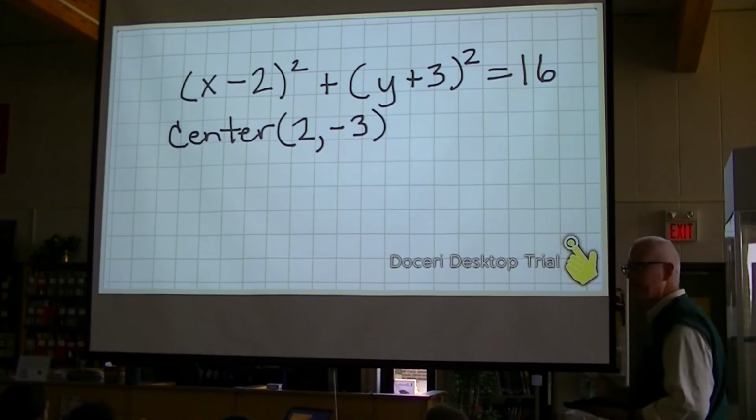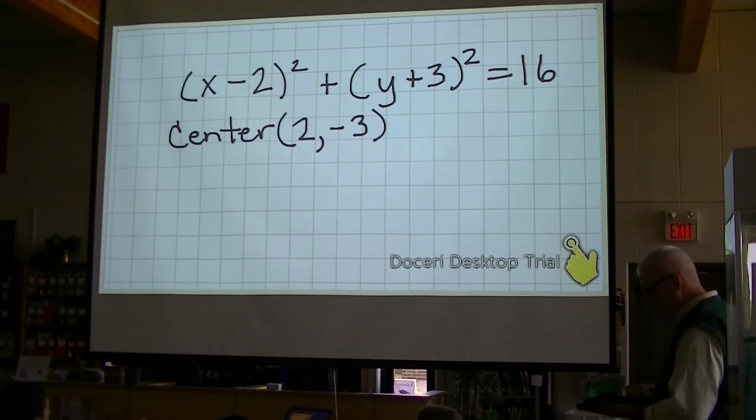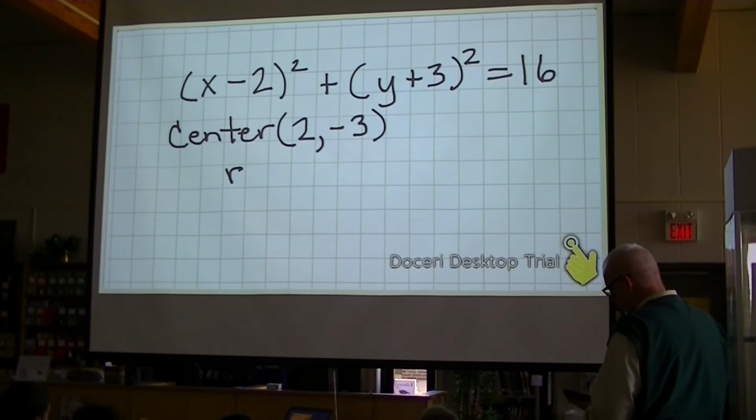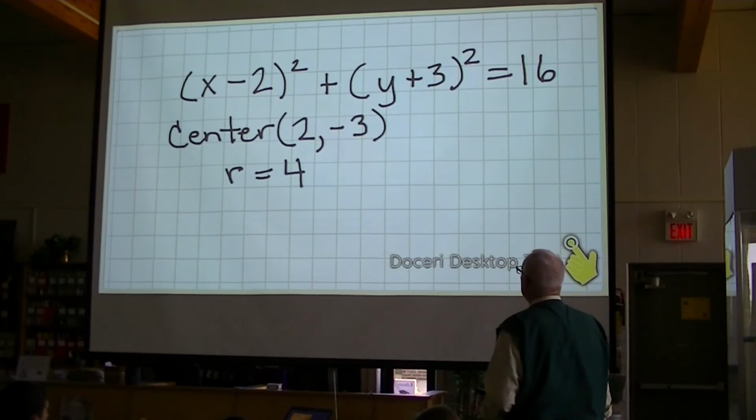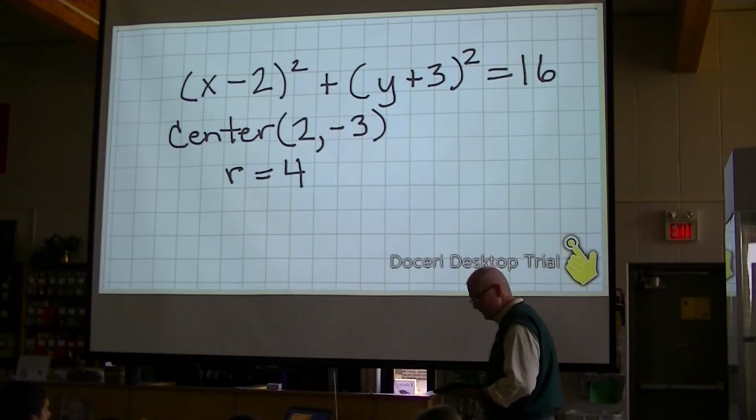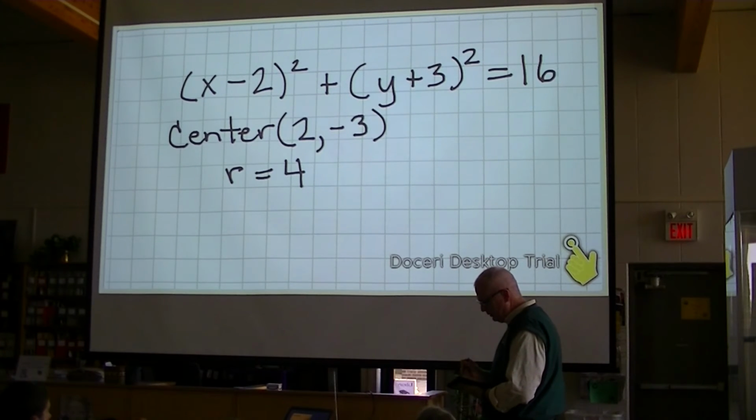Does that make sense? And what would the radius be? It's the square root of what's on the right side of the equal sign. So the radius of that would be 4. It's really big up there. It's a lot bigger than when I write on the board.